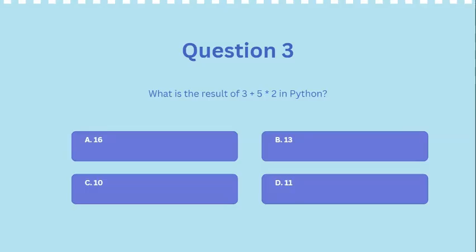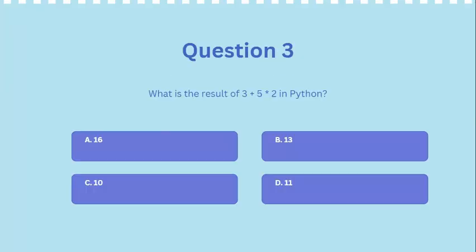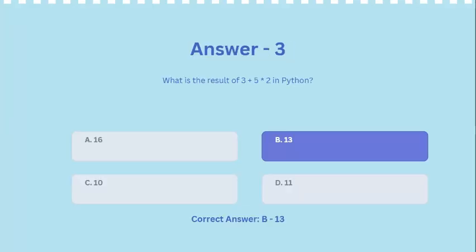Now we have the third question. What is the result of 3 plus 5 times 2 in Python? Can you guess the answer? It will be 13 only, because firstly it will multiply 5 into 2 and then add 3, like you have studied in BODMAS in your classes. We use this method in Python also.